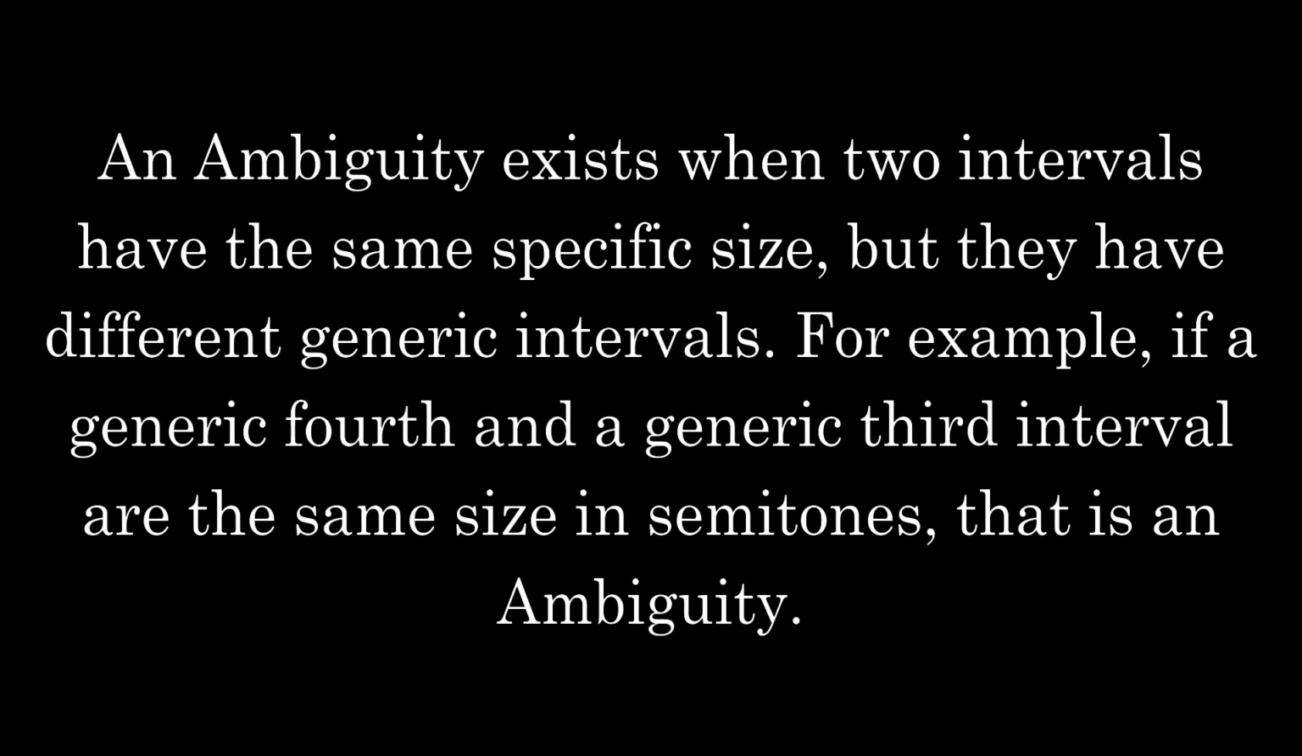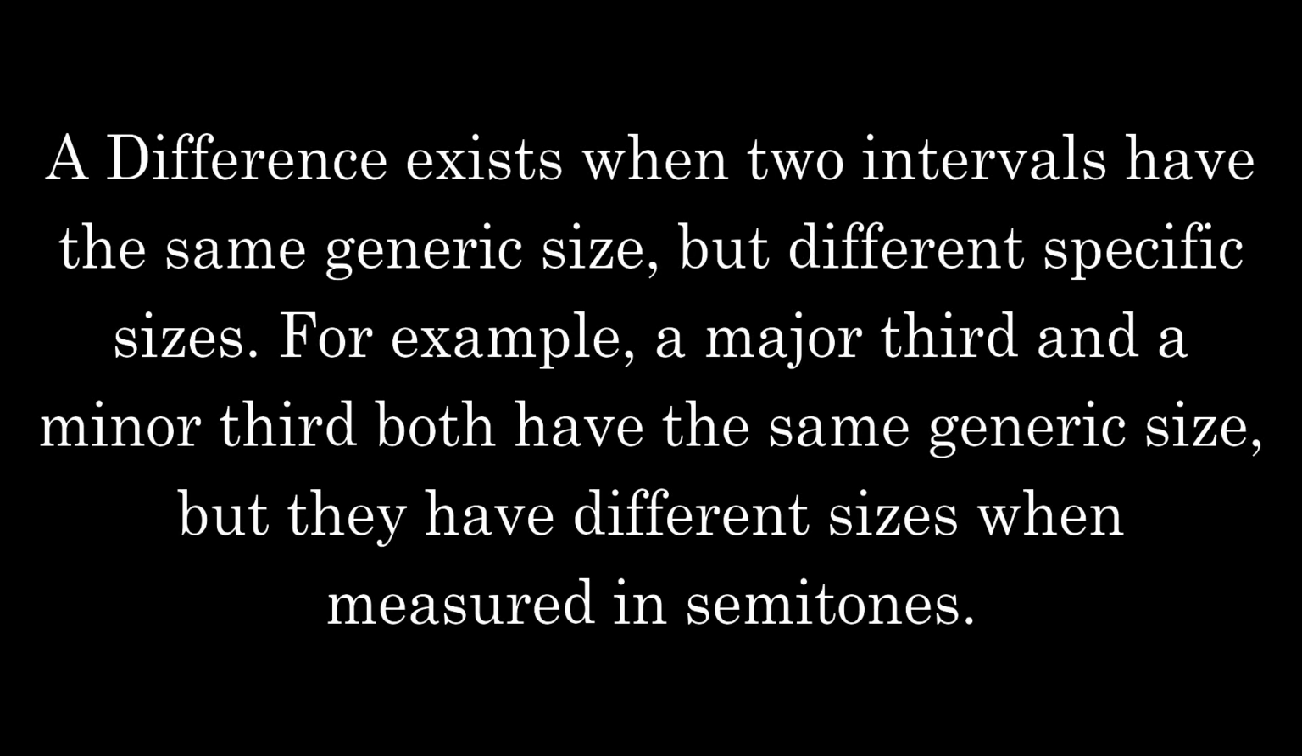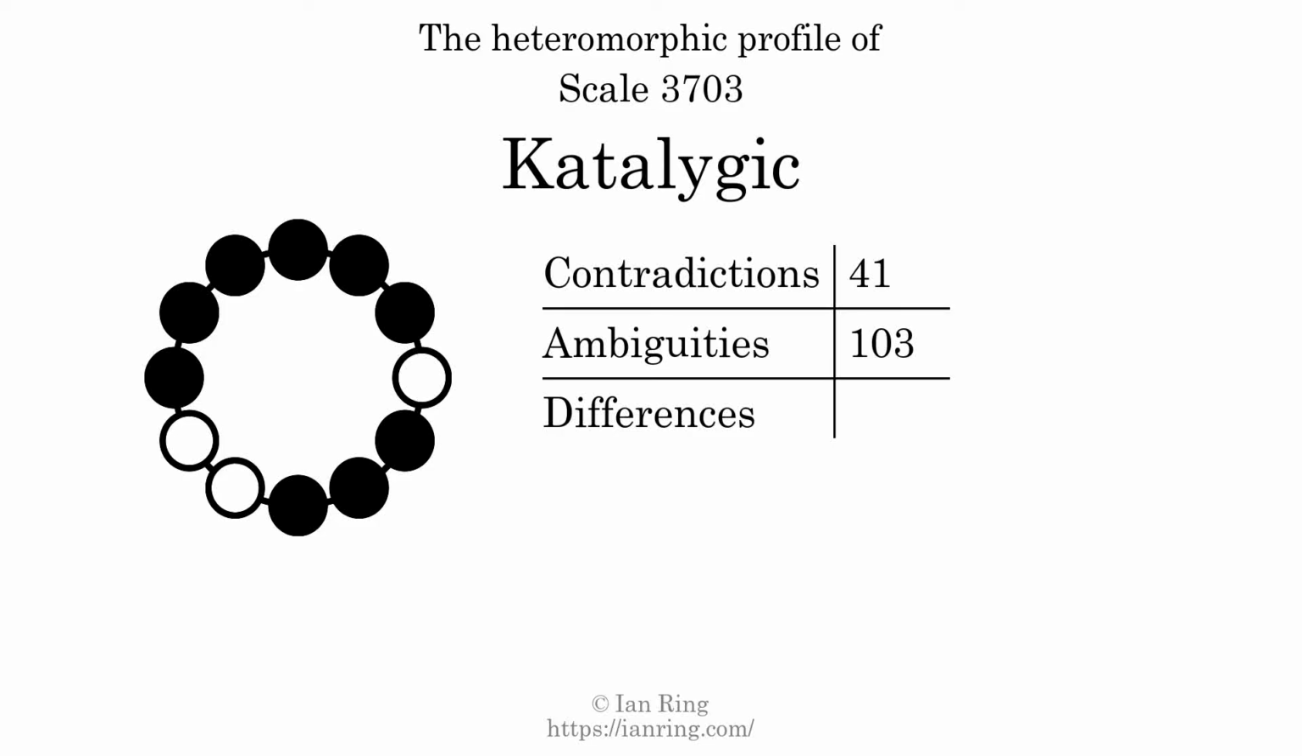An ambiguity exists when 2 intervals have the same specific size, but they have different generic intervals. For example, if a generic fourth and a generic third interval are the same size in semitones, that is an ambiguity. The number of ambiguities in this scale is 103. A difference exists when two intervals have the same generic size, but different specific sizes. For example, a major third and a minor third both have the same generic size, but they have different sizes when measured in semitones. The number of differences in this scale is 190.